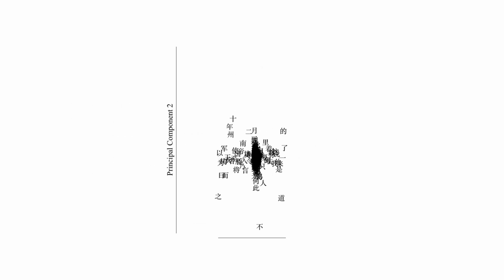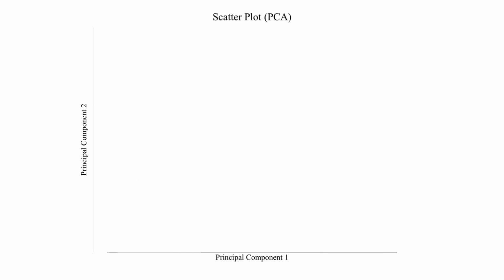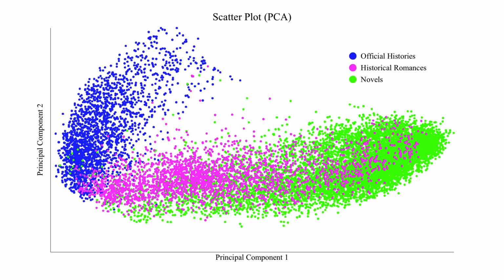If we look at the second principal component, seen here spread out again, we can see that the upper part of the y-axis is dominated by numbers, time words, and geographic locations. Perhaps unsurprisingly, the histories are spread out along this axis. So when we look at the original plot, we now have a way to interpret it. Novels tend to be more vernacular and use pronouns, and histories focus on time and geography in ways that are less common among fiction.